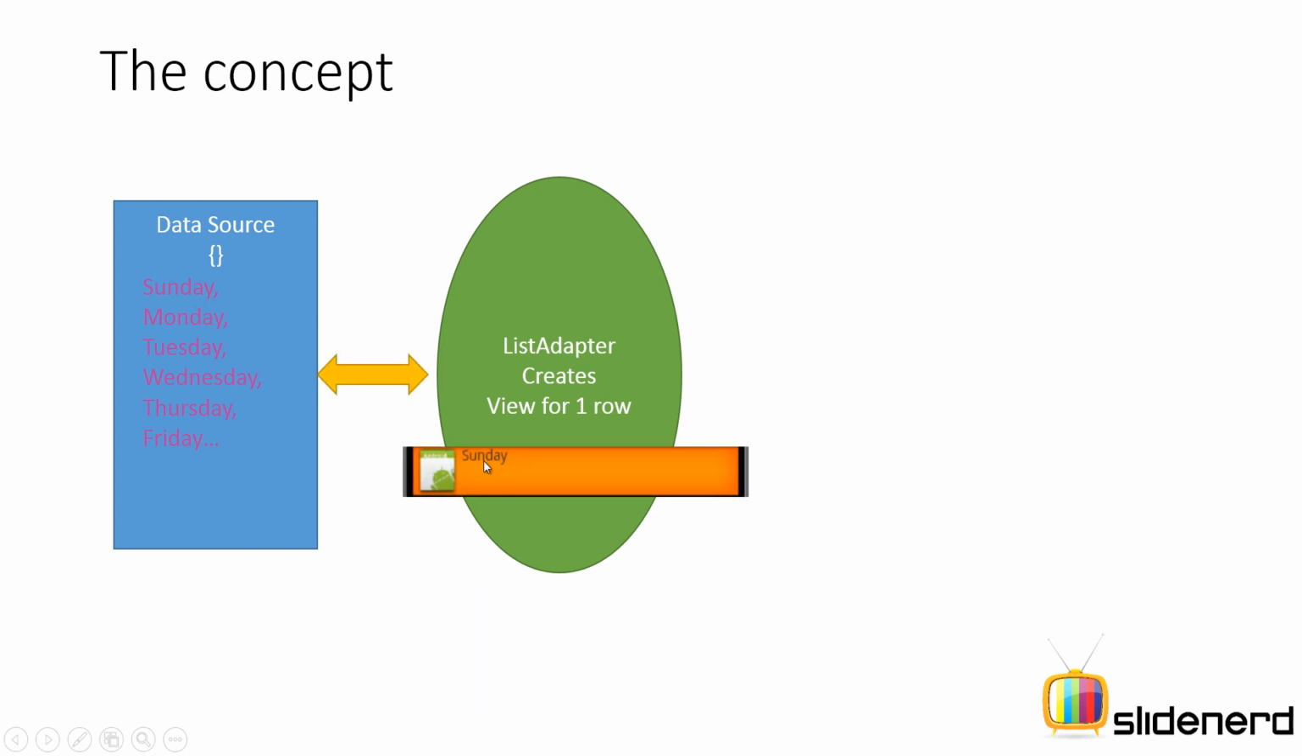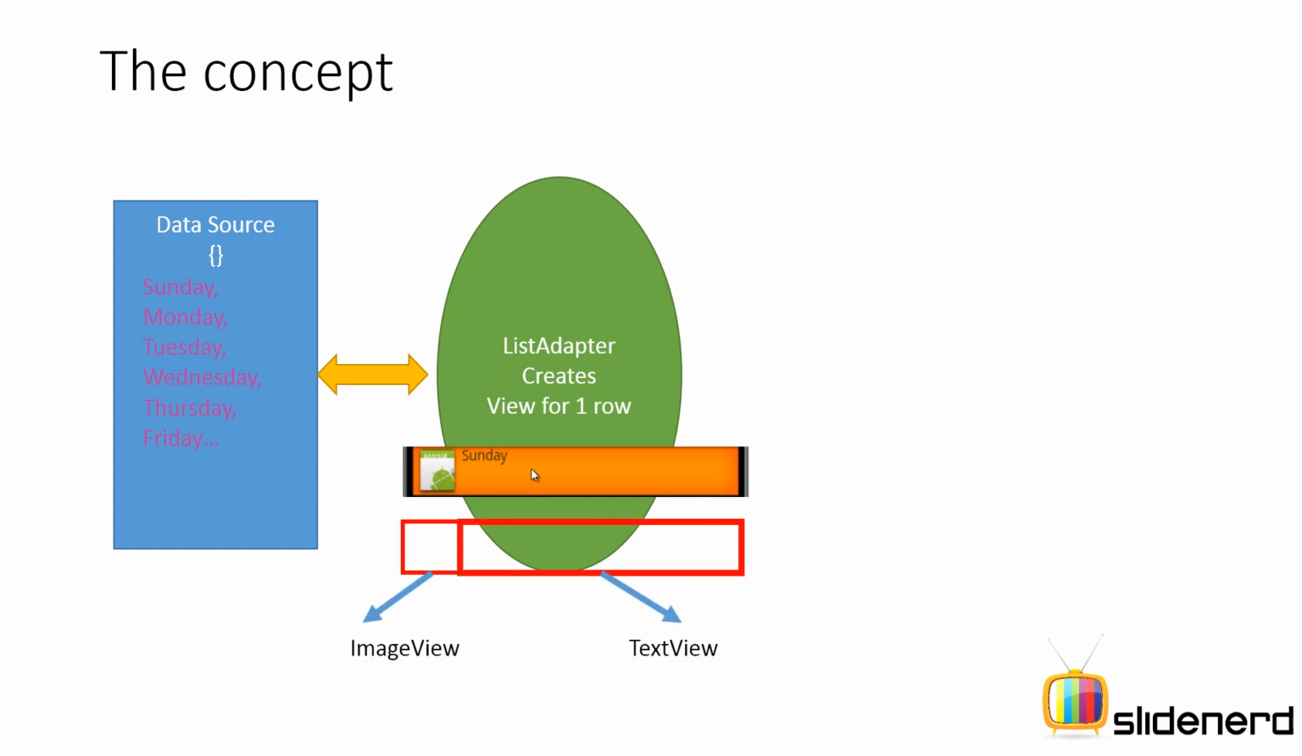As you guys can see over here, there is the Sunday, and then there is a small image icon. Now the advantage of this is you can customize how each single row appears inside your list view. For example, here my single row is actually made up of two parts. As you can see, there's an image view and there's a text view.